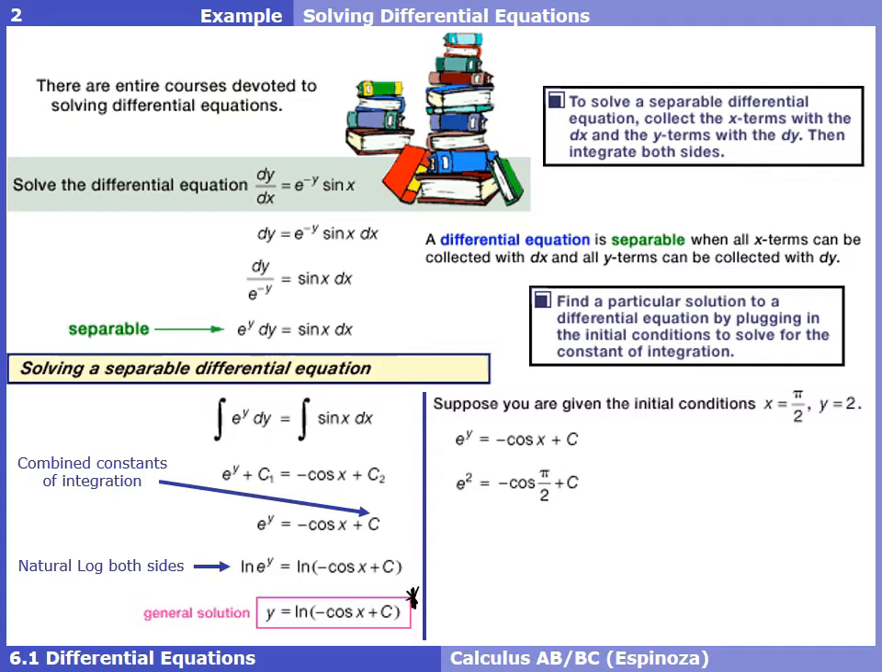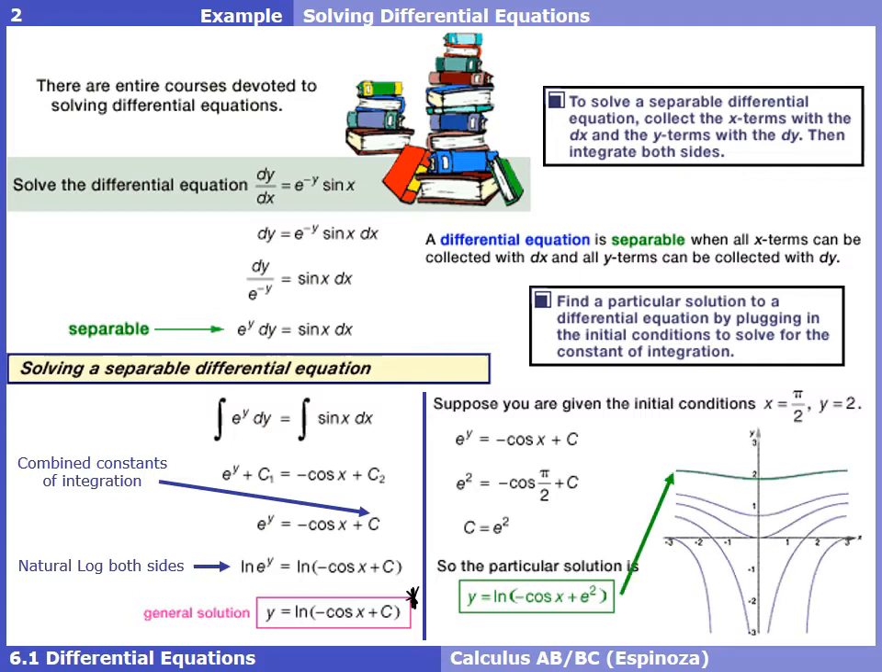If we plug in the y of 2 and the x of pi over 2, you'll notice that we get c is equal to e squared. The cosine of pi over 2 is just 0. So our c is e squared. And now we can take that and plug it into our general solution. y is equal to ln of negative cosine x plus e squared. And that is our particular solution for that given initial condition.